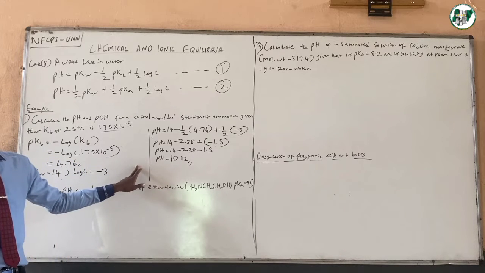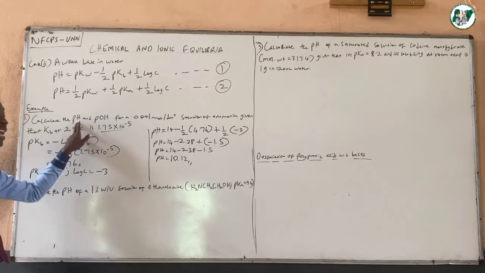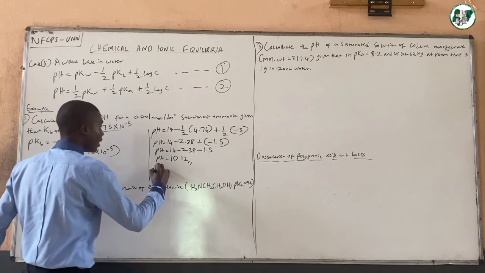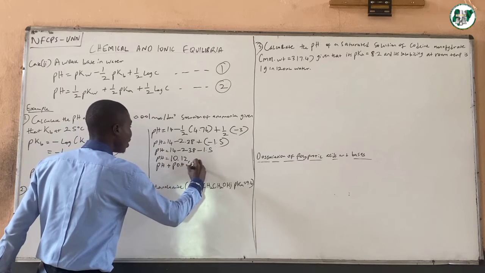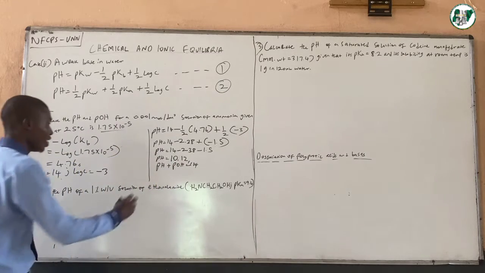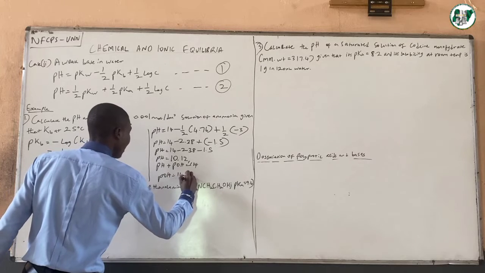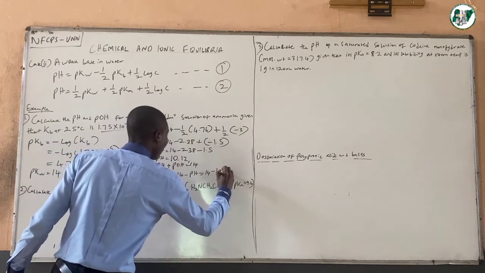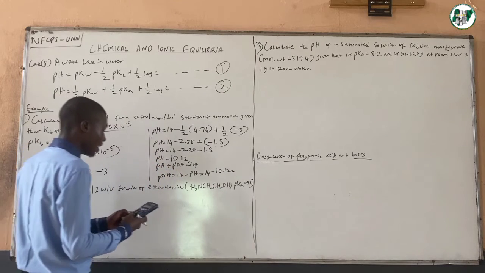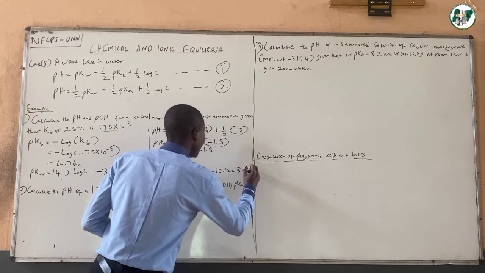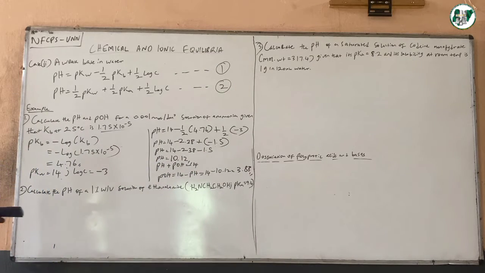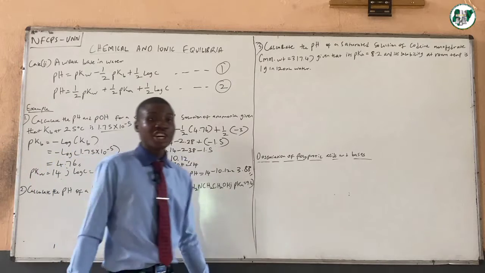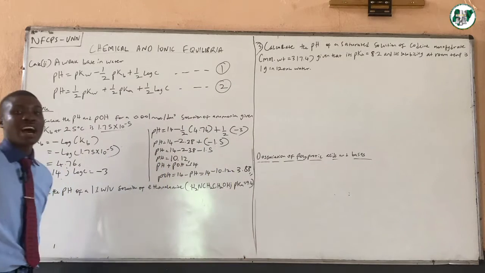If you end here, you will be losing marks because the question says calculate the pH and the pOH. So let's calculate for the pOH. We are aware that pH plus pOH is equal to 14. What is pOH? pOH is equal to 14 minus pH, and that's going to be 14 minus 10.12. So 14 minus 10.12 is going to give us 3.88. So we have found the two things that they asked of us. So our pH is 10.12 and our pOH is 3.88. With that, this question has been deciphered.